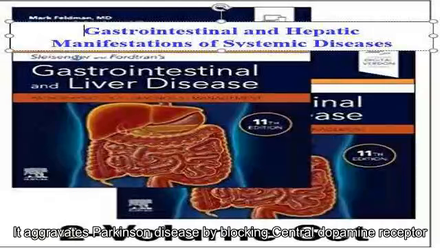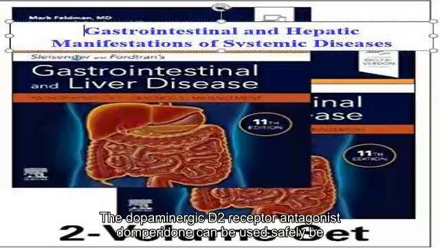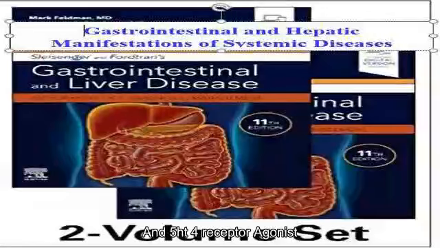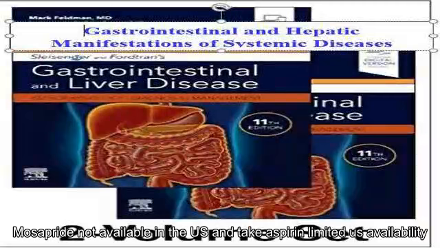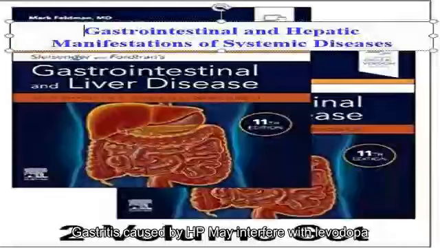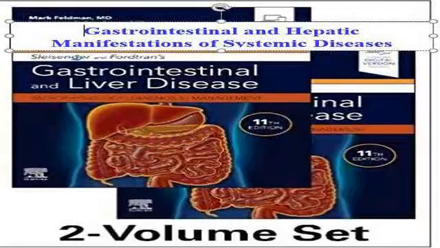It aggravates Parkinson disease by blocking central dopamine receptors. The dopaminergic D2 receptor antagonist domperidone can be used safely because it does not cross the blood-brain barrier, and 5-HT4 receptor agonists, e.g., mosapride, not available in the US, and tegaserod, limited US availability, may improve gastric emptying, presumably by increasing acetylcholine release.